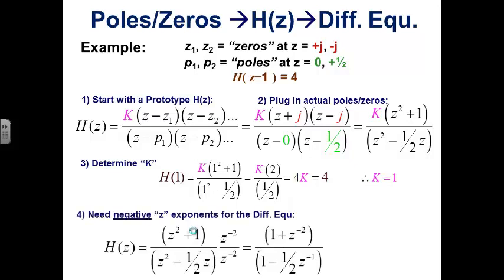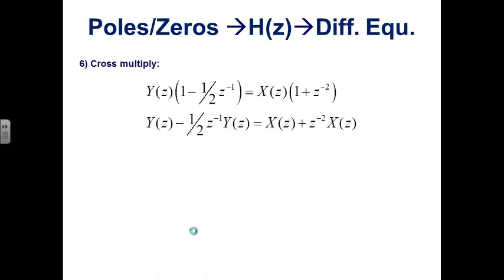If I know that, then to find the difference equation, I need negative exponents. So I'll find the biggest positive exponent in the numerator and denominator, multiply both by the negative of that, and get a leading one form of H of z. Then remember H of z is Y of z over X of z, so we can cross multiply. We get Y of z times the denominator equals X of z times the numerator. Then distribute through.